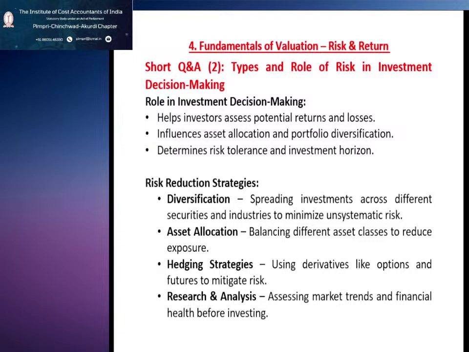Then comes the asset allocation strategy. So in asset allocation, it's basically the balancing of different asset classes to reduce the exposure. So these are the strategies for how risk can be mitigated while taking investment decisions.